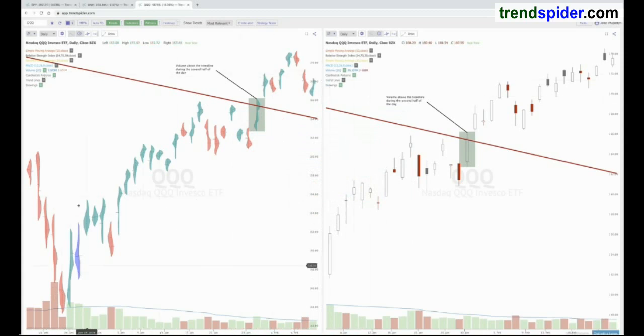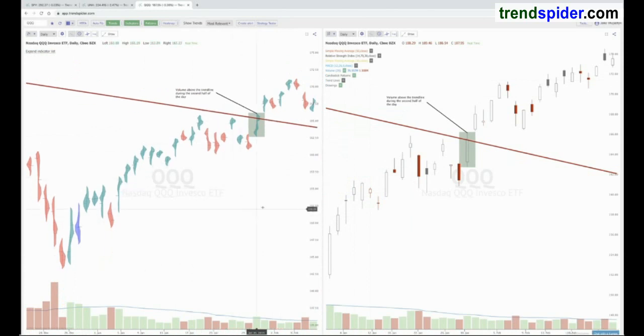If you're using daily candlestick charts, you want to know what happened during the end of the day, the second half of that period. When did the volume come in? Because as you can see in this QQQ, which is the NASDAQ ETF, when did the volume and the buyers come in? That is very significant information.